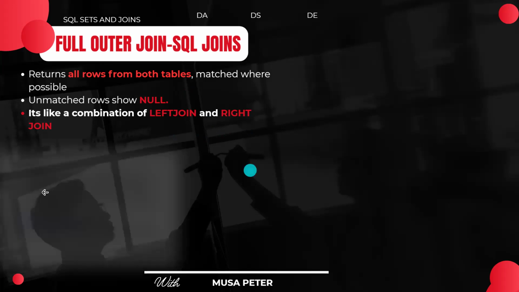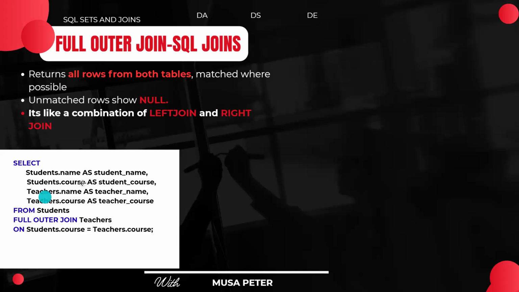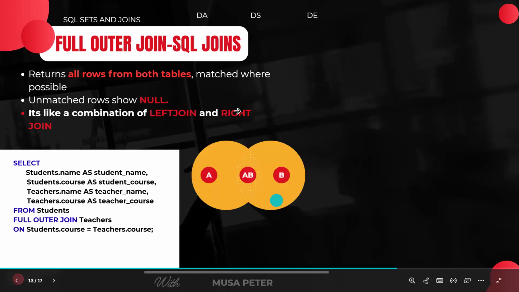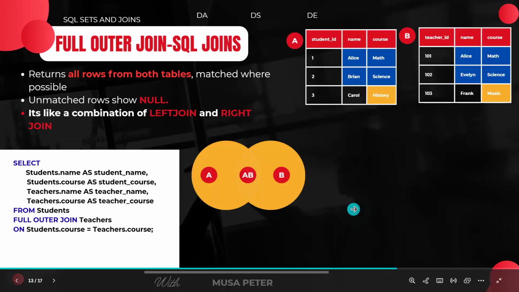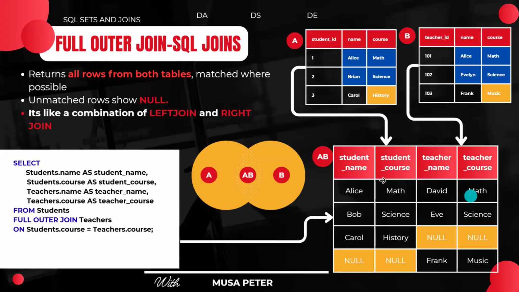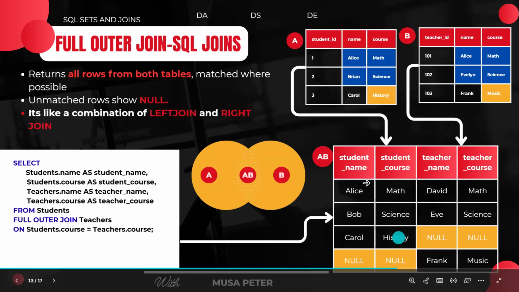And this is the syntax, or the query. So we are selecting the name and the course from the student's table, and the name from the teacher's table. And then we are joining that using a full outer join. And this is it. We are interested in all the values. So if you run that query, what you're going to have is this. All the values from the left table and all the values from the right table.